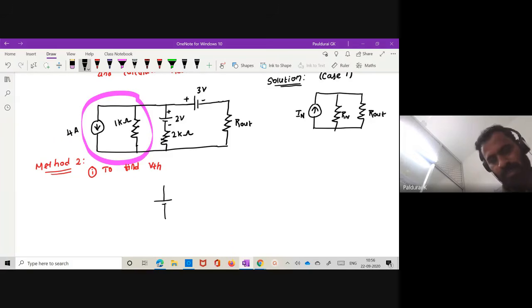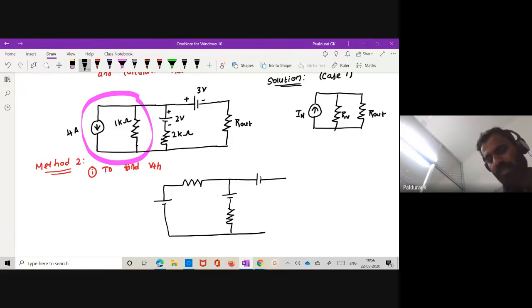And after that I am having this, and this is my circuit. What is the procedure to calculate VTH? You want to open the load and find the voltage across it. Now this arrow mark indicates plus. Now this is plus, this is minus. Listen carefully. Now this is minus and this is plus.